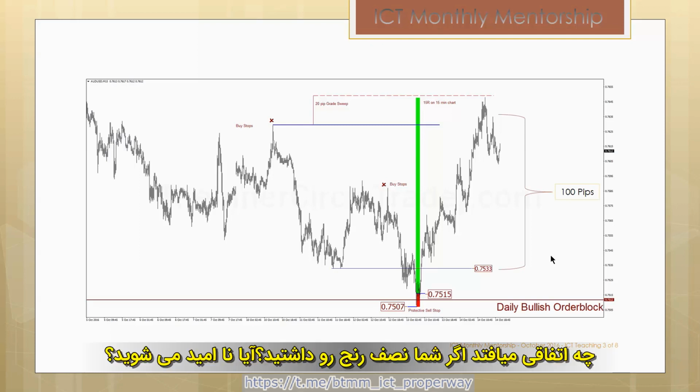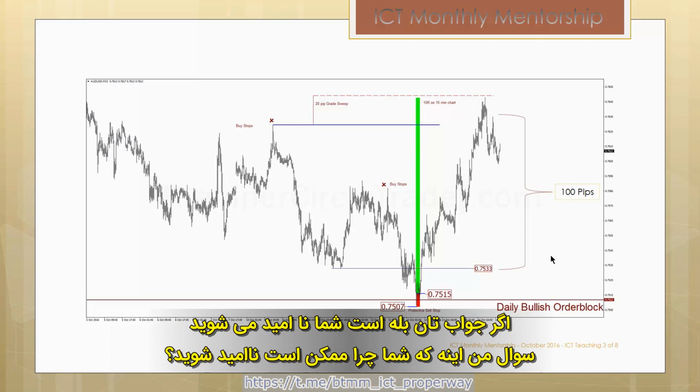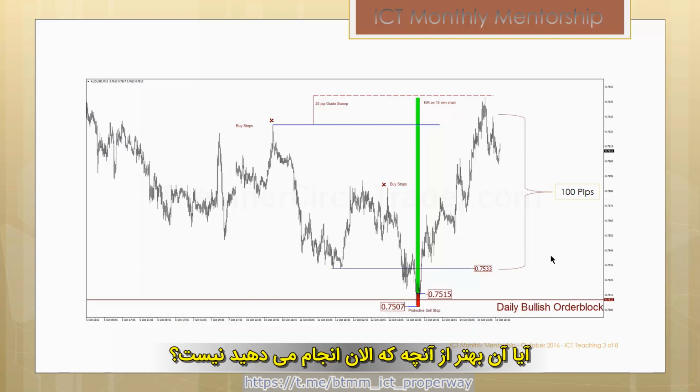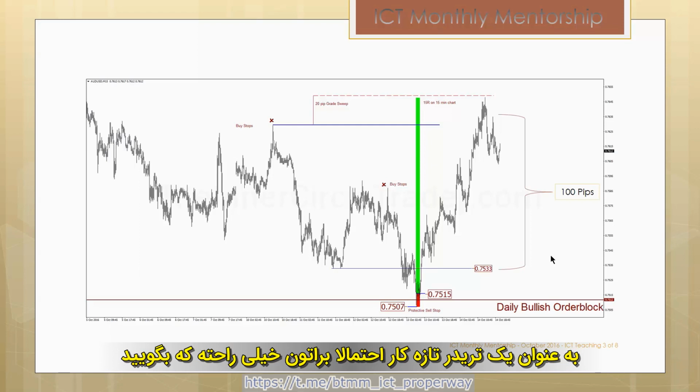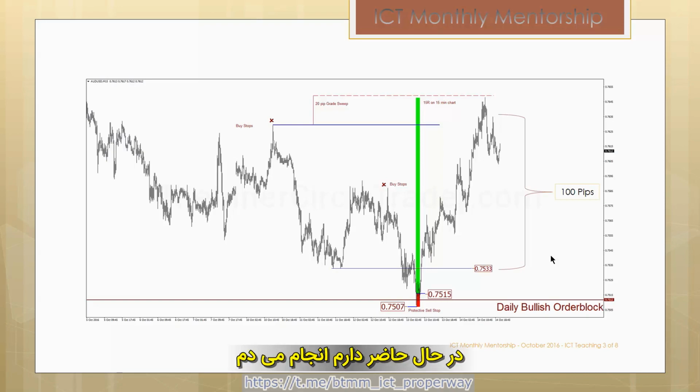What happens if you just had half of the range? Would you be disappointed? If you say yes, you would be disappointed, my question is why would you be disappointed? Is that better than what you're doing now? As a new trader, it's probably going to be very easy for you to say, well, that would be better than I'm currently doing now.